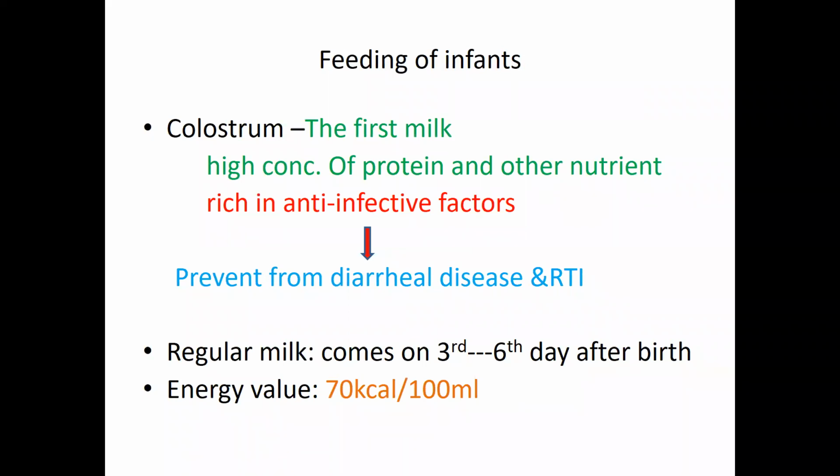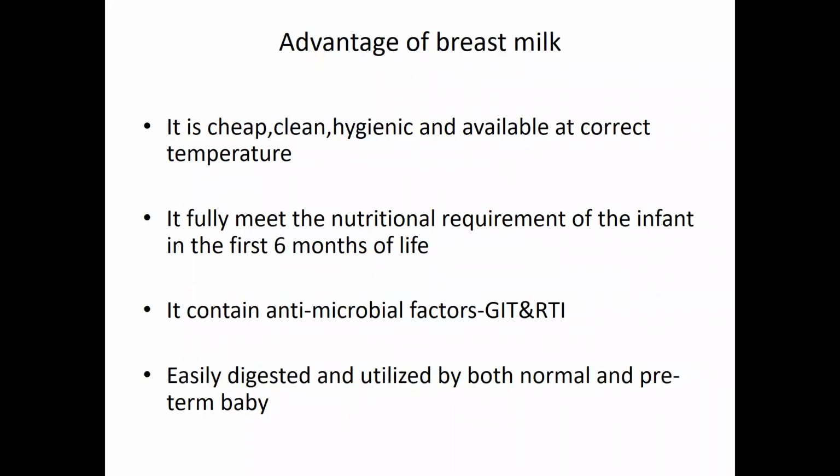So that's why if the mother provides colostrum to the baby, it's a natural way the baby is protected with the immunity given from the mother. This colostrum prevents diarrheal diseases as well as respiratory tract infection. And the regular milk comes on the 3rd to 6th day after the birth, and the energy value is 70 kilocalories for every 100 ml.